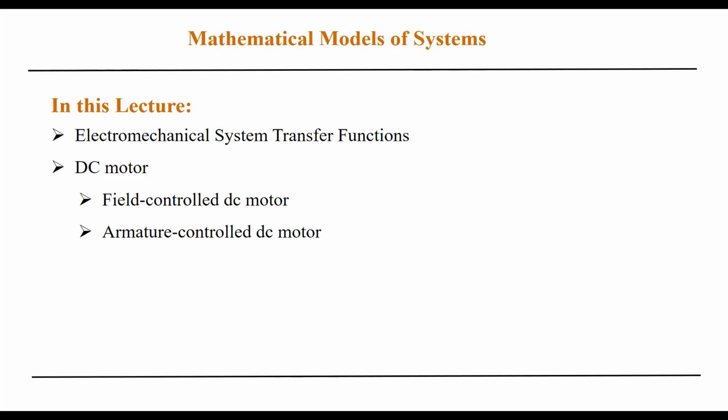The DC motor usually has 2 inputs, field and armature, and we'll come and explain. So today we would like to find the transfer function which relates the output of the DC motor to the input.